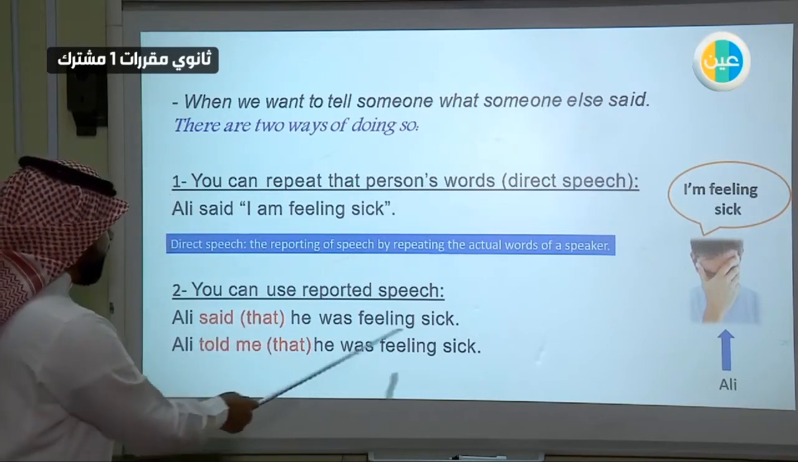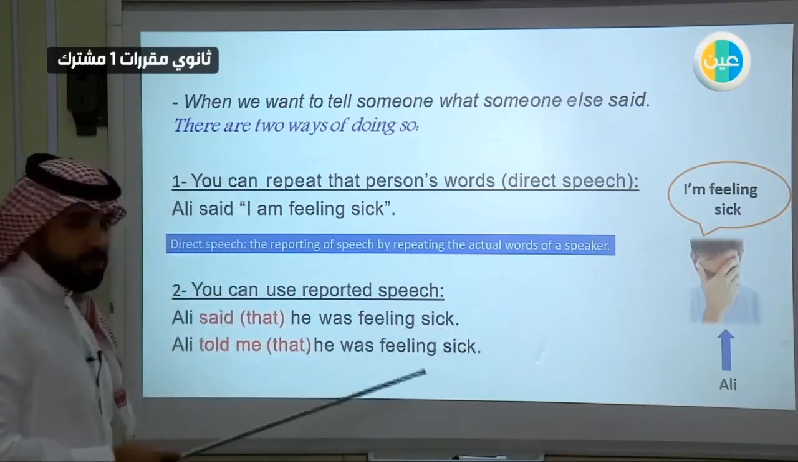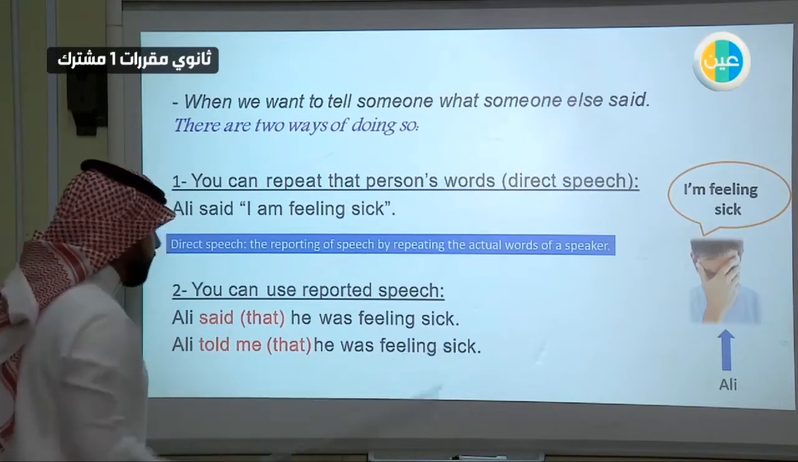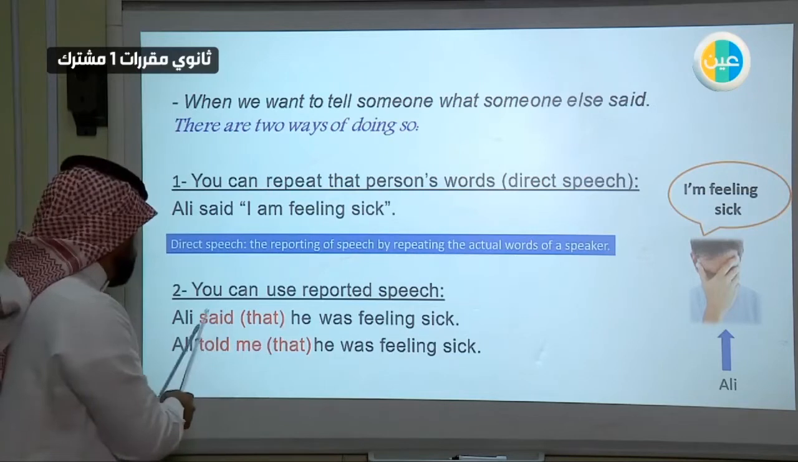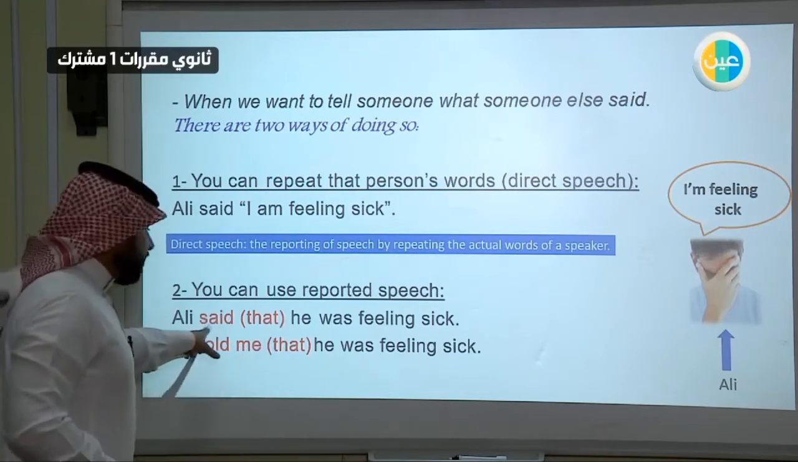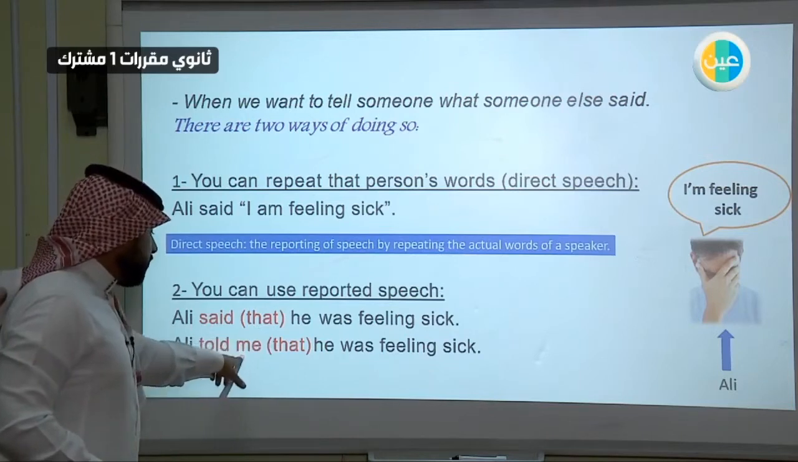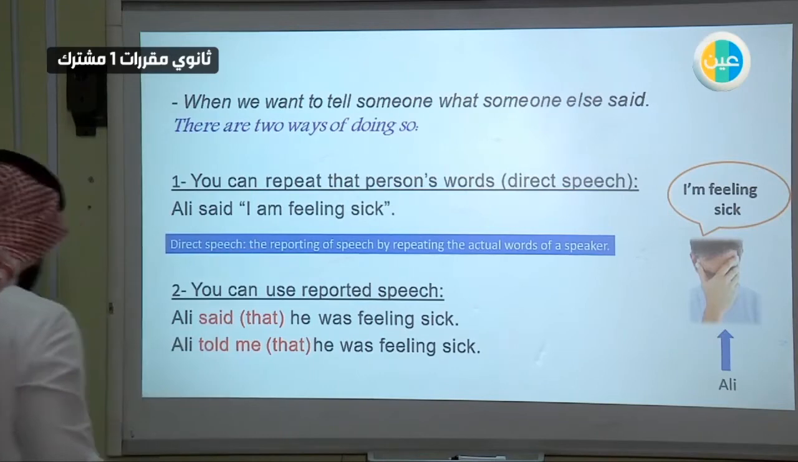Ali said he was feeling sick. So it's the same meaning, but we changed some words. Ali told me that he was feeling sick. We had before the difference between said and told, how you use it. Said, you don't have to have an object. Told, you have to have an object, like me. Me here is the object.